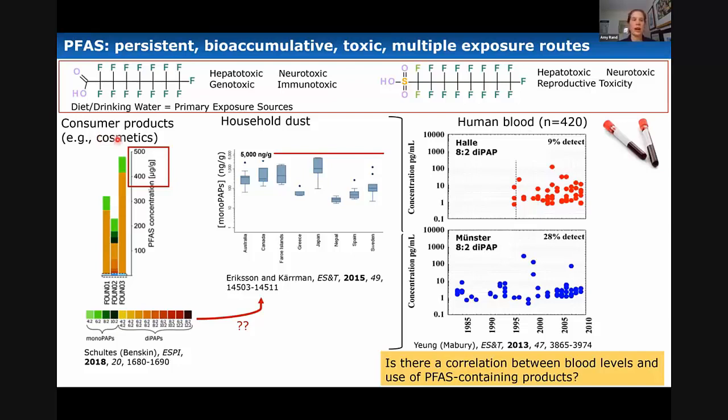However, there are high levels of PFAS found in consumer products like cosmetics, as well as indoor environments, including household dust. And I think this raises lots of questions, one of which is, how much do consumer products contribute to indoor environment levels? And importantly, is there any correlation between PFAS blood levels as well as the use of PFAS-containing products?